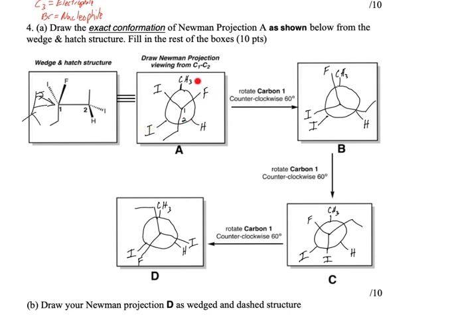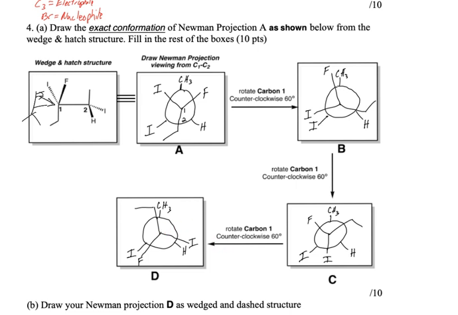So I go from a staggered conformation to an eclipsed one. Now the fluorine's here, and the iodine's onto the other iodine. That's there. All right, again, counterclockwise, back stays the same. Then we go from eclipsed to staggered. Everybody moves around 60 degrees.